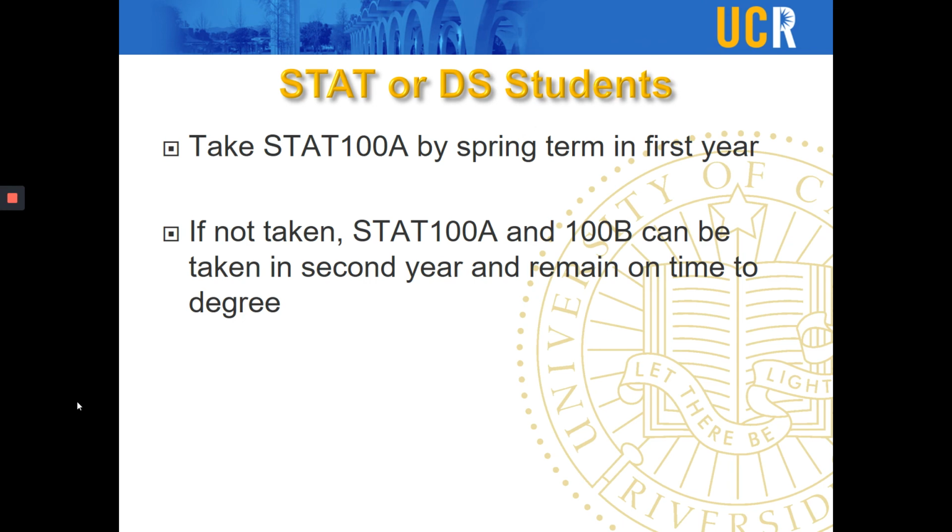Stat and data science students should ideally take Stat 100A by the spring term of their first year. However, students will have an opportunity to enroll in Stat 100A and 100B in the second year and still remain on time to degree.